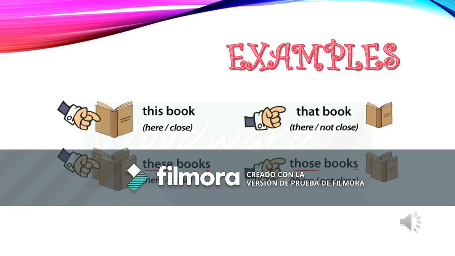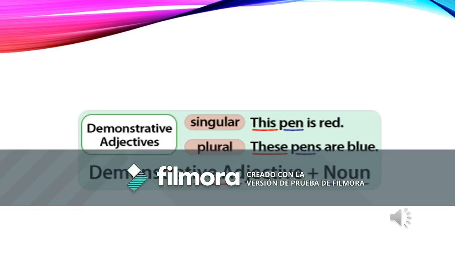Examples: this book, here, close. These books, here, close. That book, there, not close. Those books, there, not close. Demonstrative adjectives. Grammar. Demonstrative adjectives are in red plus noun in blue. Singular: this pen is red. Plural: these pens are blue.